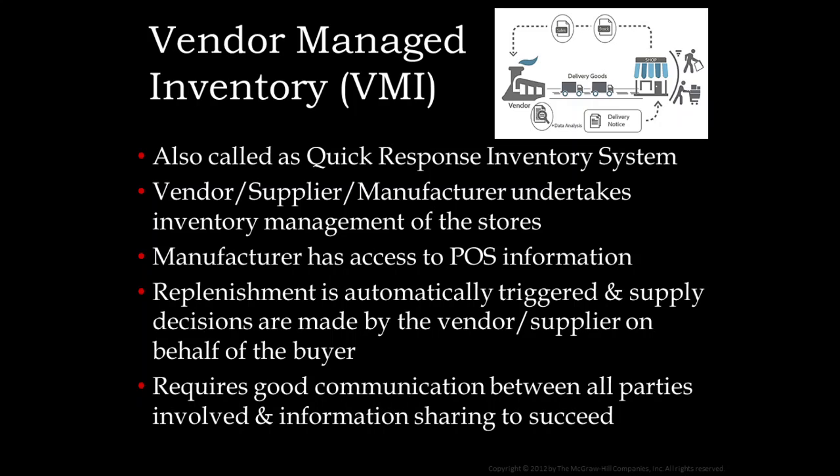Okay, we've done this. Vendor managed inventory. This is basically what I was talking about, where you have inventory which is automatically tied to the vendor. You have the goods which are delivered. The image itself would explain to you what is happening. If the shop requires goods, the vendor supplies automatically, and he undertakes the inventory management for the store. This is also called a quick response inventory system, where the replenishment is automatically triggered and supply decisions are made by the vendor on behalf of the buyer.